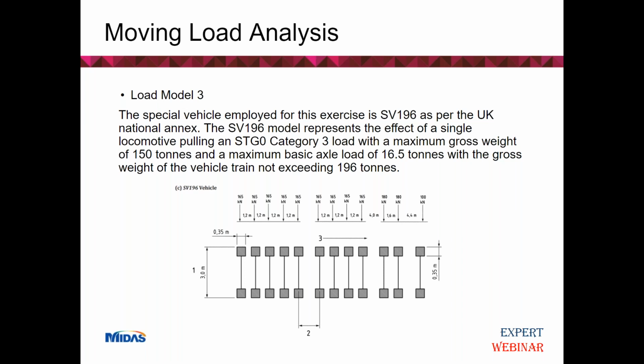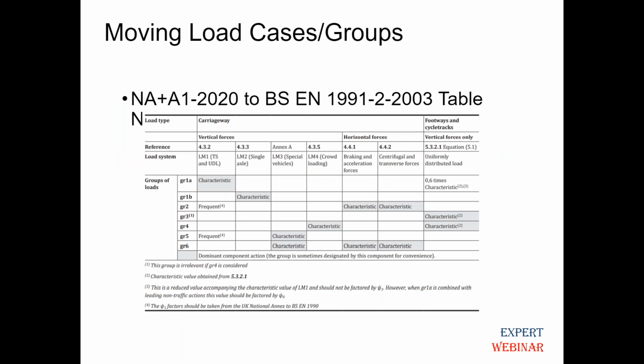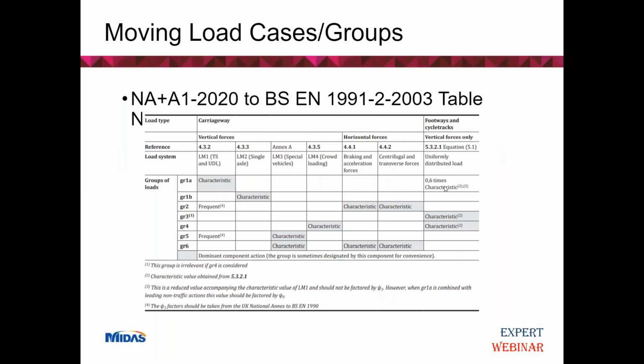Of course, the Eurocode shows that we have to group our load cases. In group 1A, you have to use load model 1 plus 0.6 of the walkway loads. In group 1B, you have to use load model 2. This was not used because this bridge is more than 8 meters. Group 2, of course, is load model 1, braking loads, centrifugal, and so on and so forth.